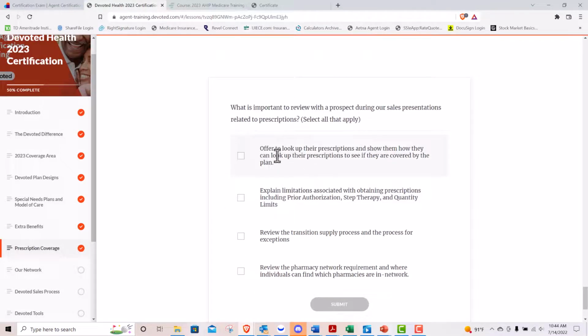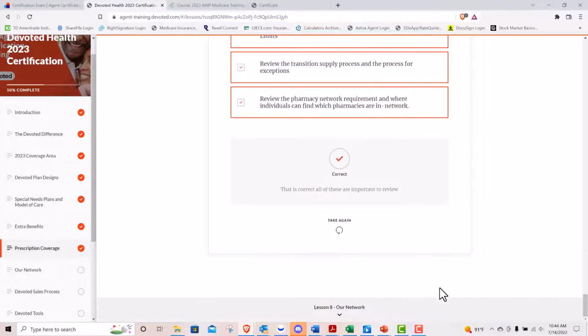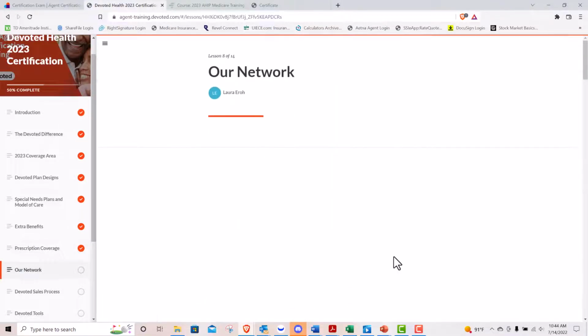All right, so during the assessment, they mentioned this. Of course, limitations. Perfect. I think it's all of them. Yep, it was. Lesson 8, our network.